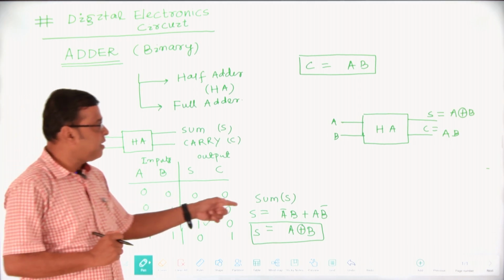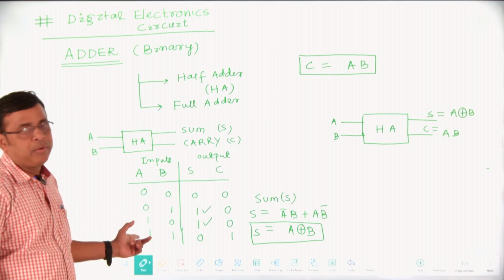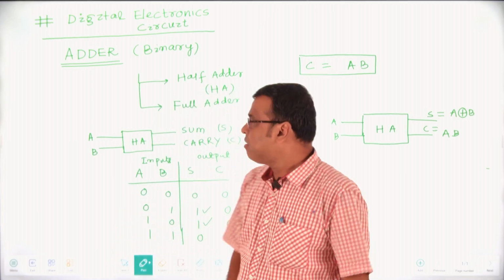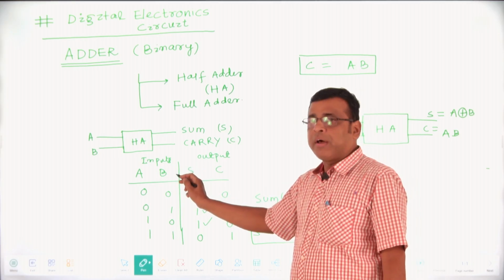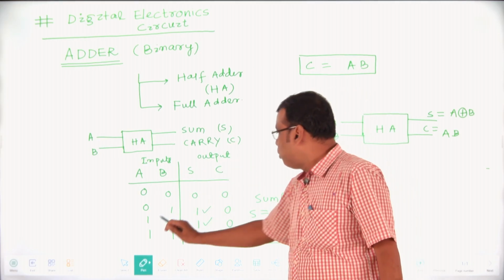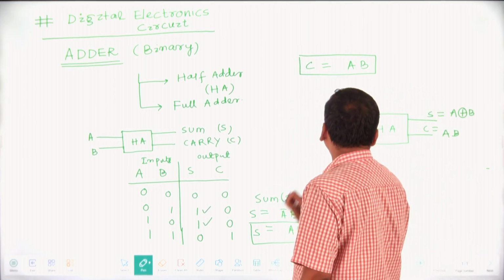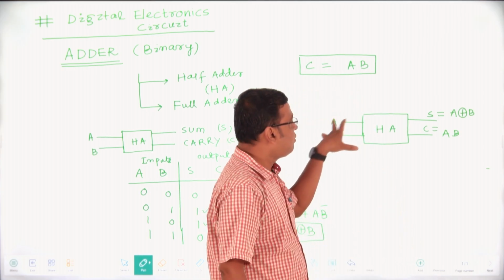Our sum is generated either when A is 0 and B is 1, or A is 1 and B is 0. So we found, as a conclusion, in case of half adder, the sum will be generated when either A or B is 1, and carry is generated when both A and B are logic level 1. This is in case of the design of the logic circuit. So in half adder, one is sum, another is your carry.